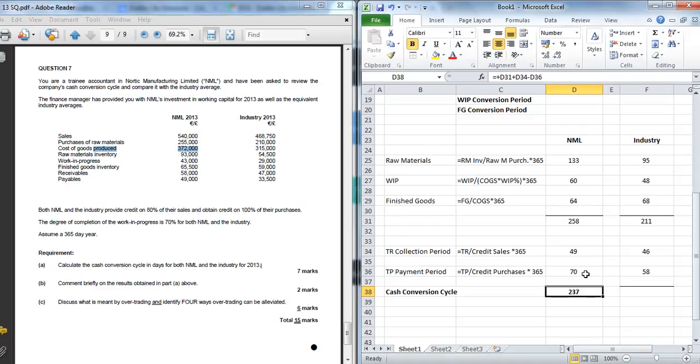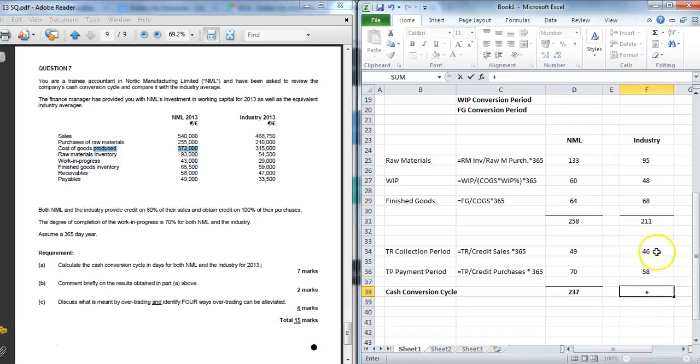So remember, the cash conversion cycle is essentially telling you, on average, how long do you have to wait from the time you pay your suppliers till the time your customers pay you. So on average, NML have to wait 237 days. And you can see the core driver of that is their inventory management. So that's the biggest component here.